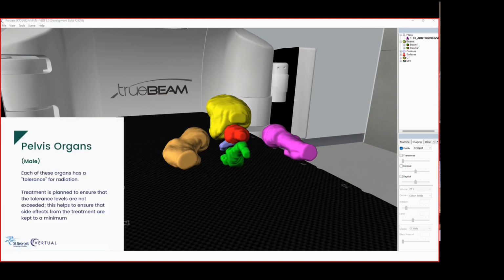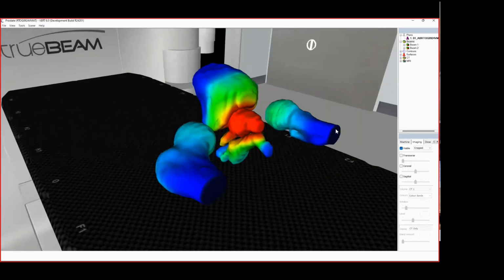So again, we've just added in these small information slides that will come with this, and it's easy for us to then carry on talking about the tolerances for radiation, what we're going to be aiming to treat, and going through those side effects and everything.